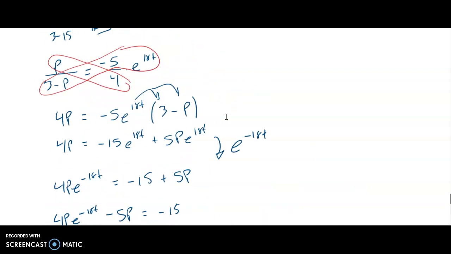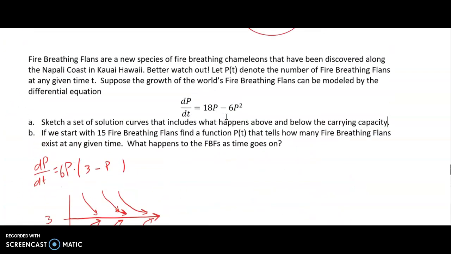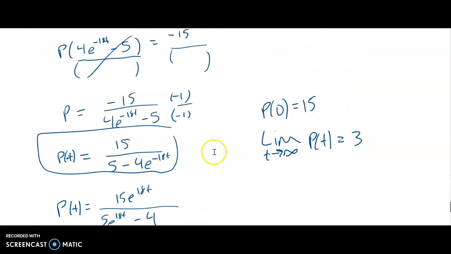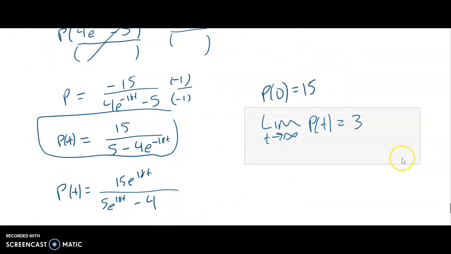So let's see if we've answered all the questions because we should always do that when we're taking a test. Did I sketch the solution curve? Carrying capacity? Yep, I did. Tell how many there are. That's the P of t. That's what we found in that box down there. Exists at any given time. What happens to the population as time goes on? Well, I could use one or two things to answer that. I could either use this graph and say, well, the carrying capacity is clearly 3. We started at 15 up here, so it's going to come down to the carrying capacity. What happens? It's going to go to 3. Or I could use this limit work right here.